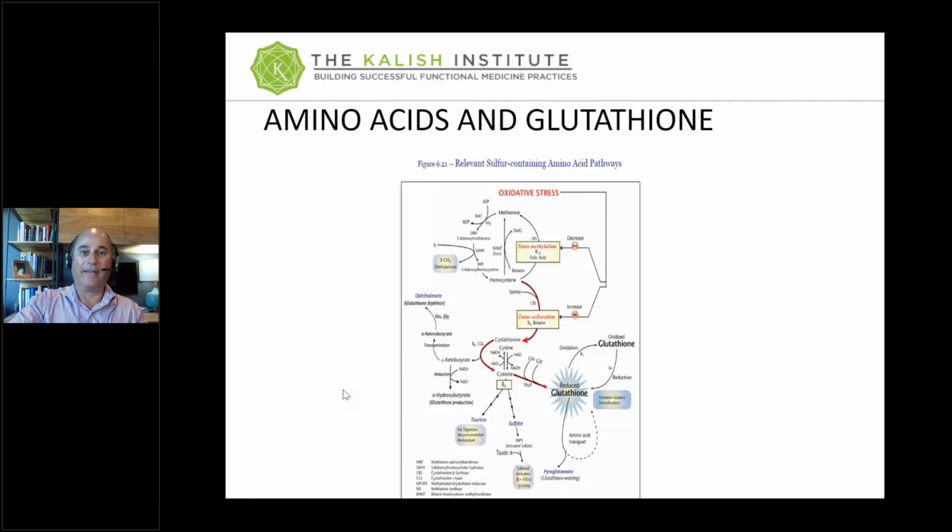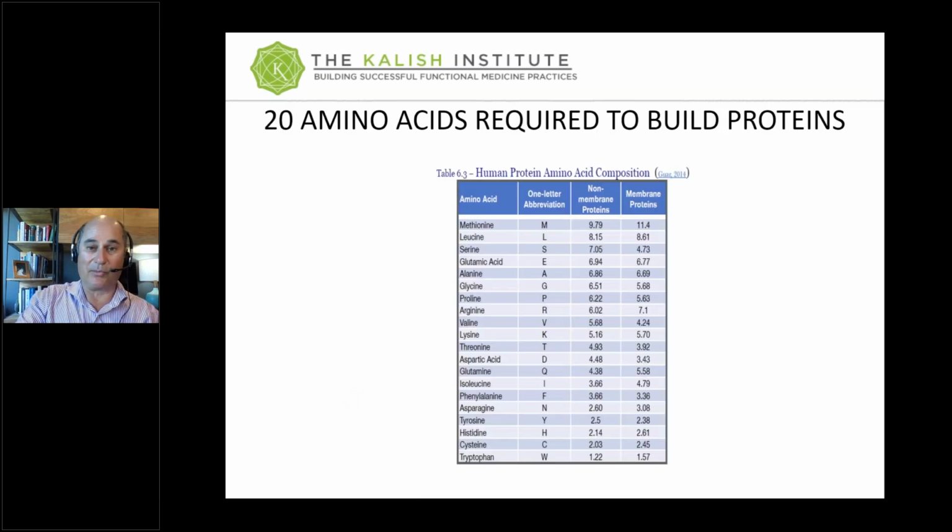Now we're getting into the weeds on specific amino acids, and this is what in clinical nutrition people tend to focus on obsessively, and they forget about this part, which is the most important part. So don't forget about this part. That's why I started there.